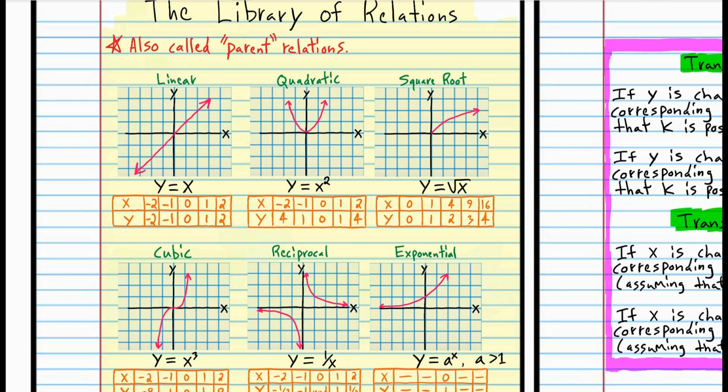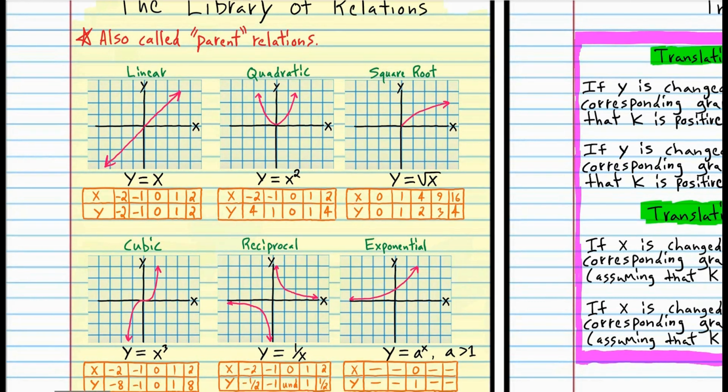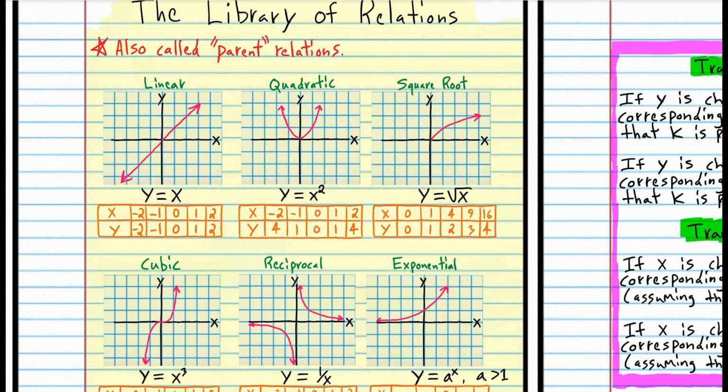So we've already learned the linear relationship. This is the most basic linear relationship possible, y equals x. Again, these are parent relations, so we're trying to simplify them as much as possible. We're going to use these as a framework where we can modify these equations.